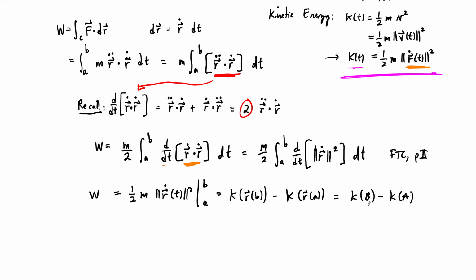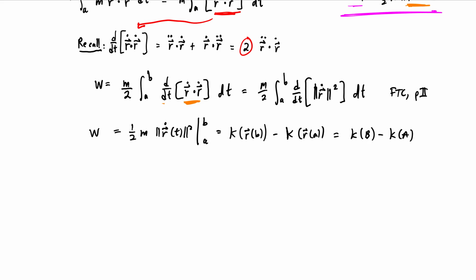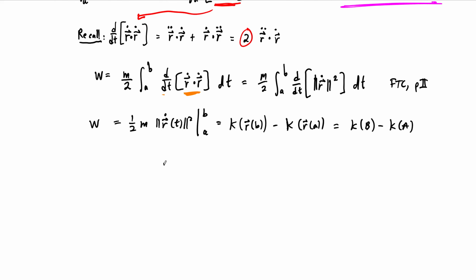So the kinetic energy at the terminal point minus the kinetic energy at the initial point. And so those of you who've taken physics might recognize this as saying that the work done by a vector field is just the change in kinetic energy from the initial point to the terminal point of that particle.